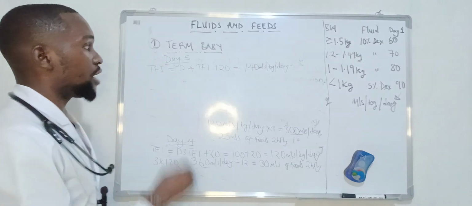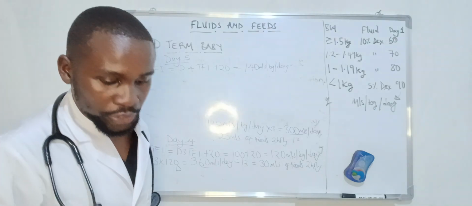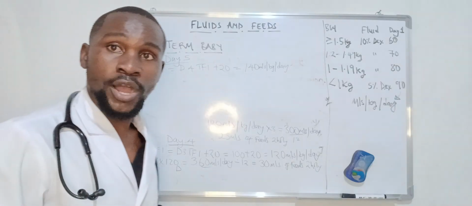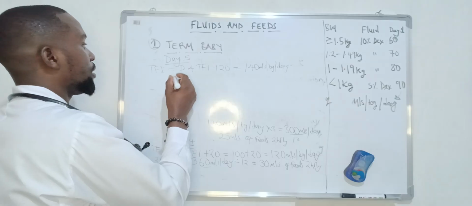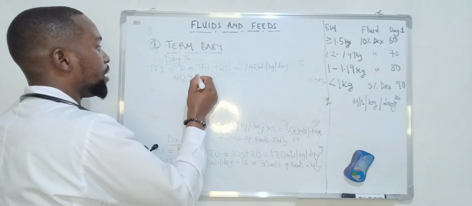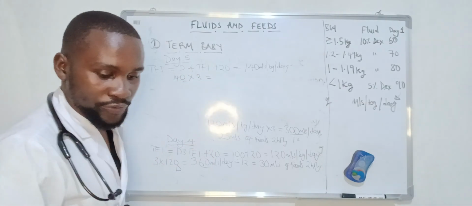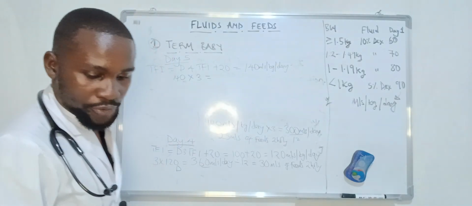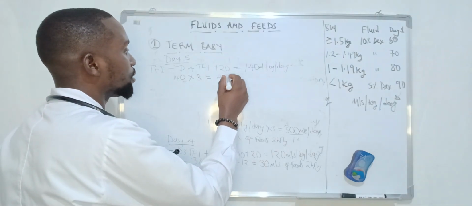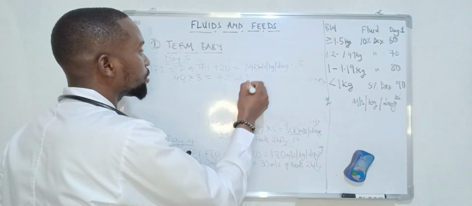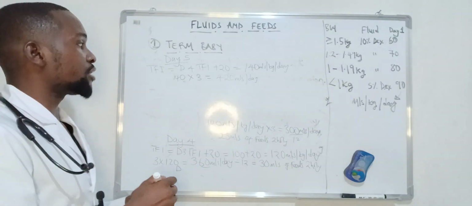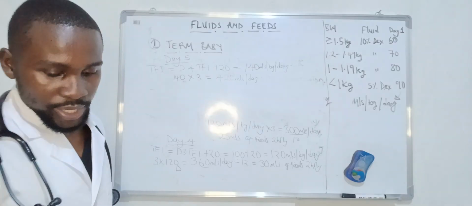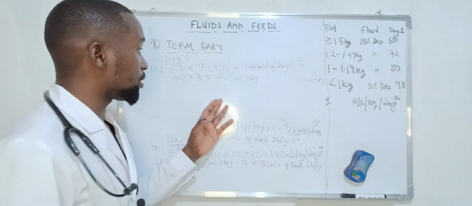Okay, on day 5, because the child is 3 kg, we're going to say 140 multiplied by 3, and that is going to give us 420. 420 meals per day. Meaning this child is going to be fed 420 meals per day.